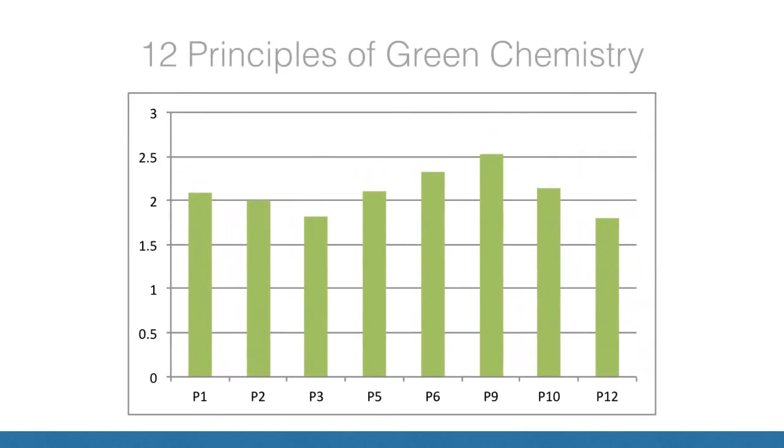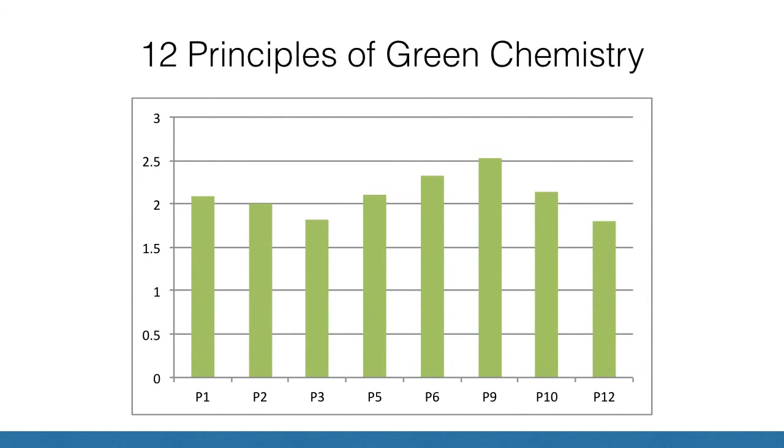I also want to point out scores for each of the 12 principles that we have data for, and point out that Principle 3 and Principle 12 are the lowest scores. Principle 3 has to do with less hazardous chemical synthesis, and P12 has to do with safer chemistry for accident prevention. And so I think these are two very important principles for green chemistry, and so we should probably think about revamping our labs to increase these scores.